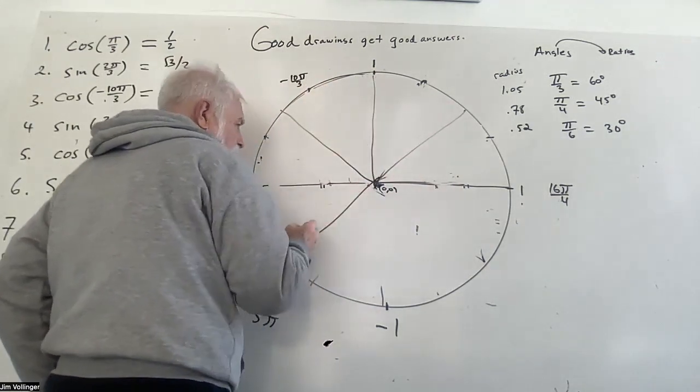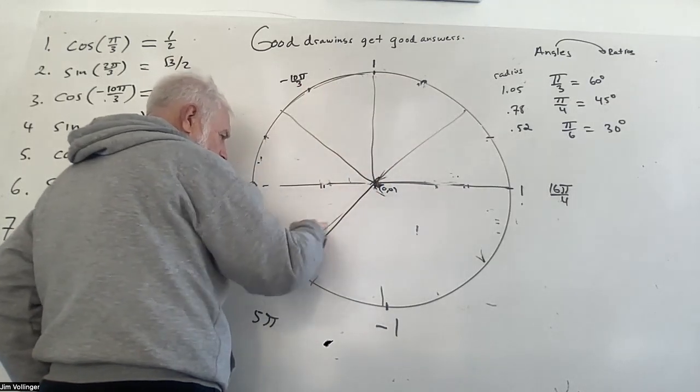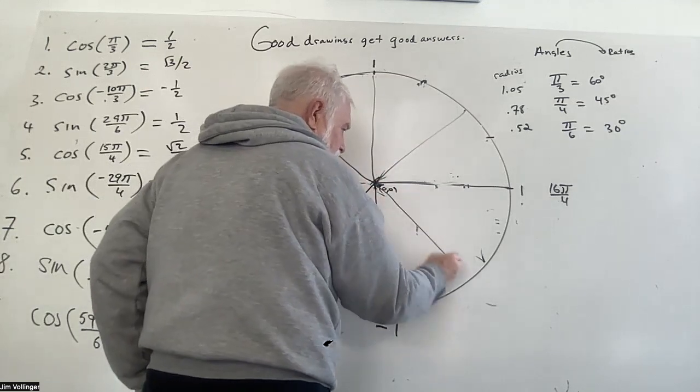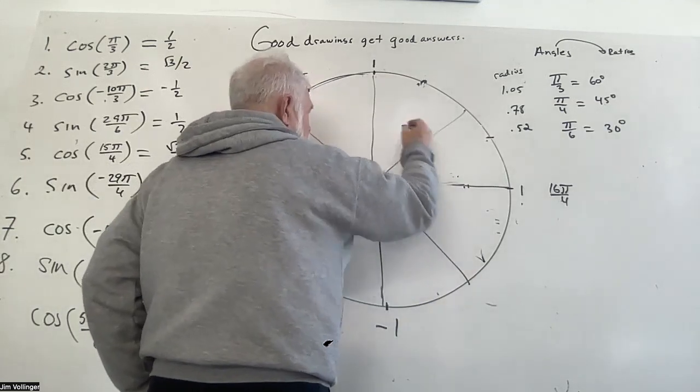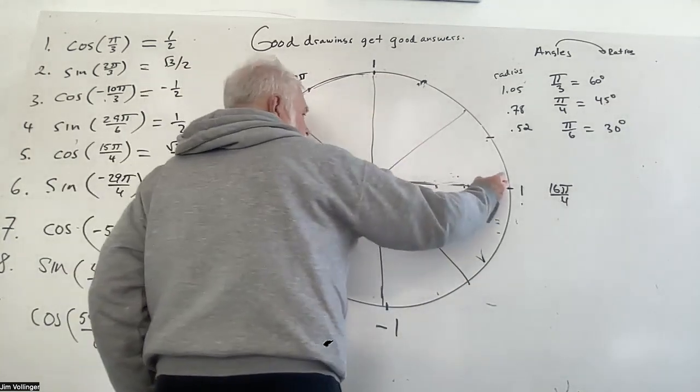4, 5. Oops, butchered that one. 4, 5, 6, 7, whatever. 8. 1, 2, 3, 4, 5, 6, 7, 8. Yeah, my brain is getting tired.